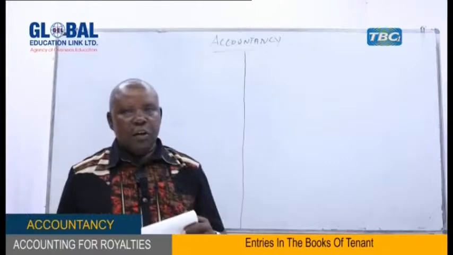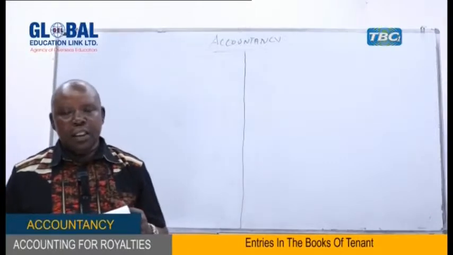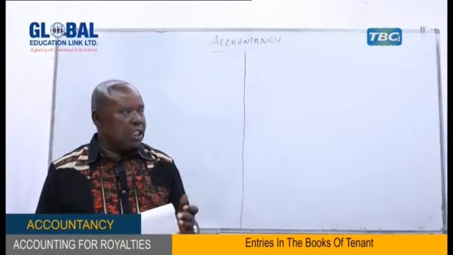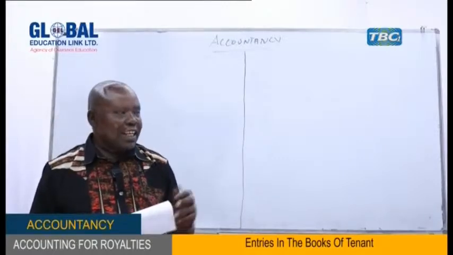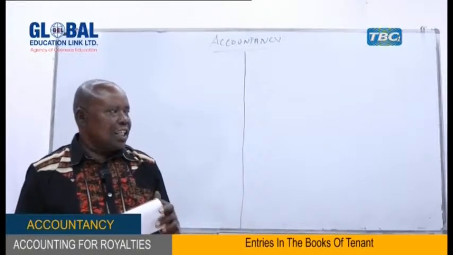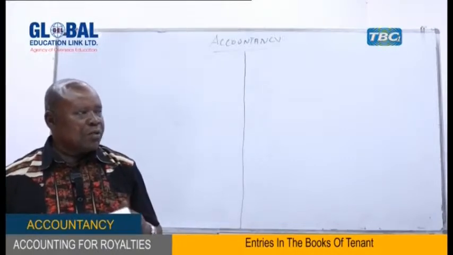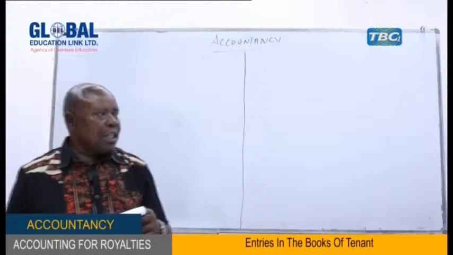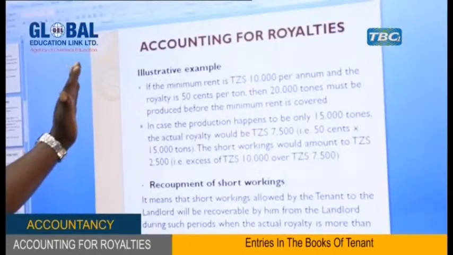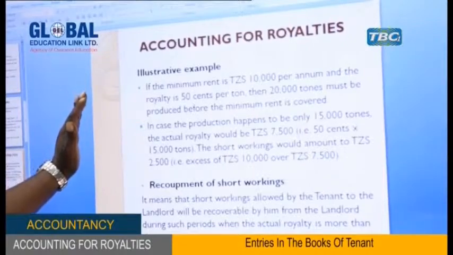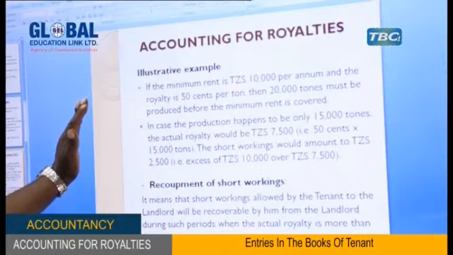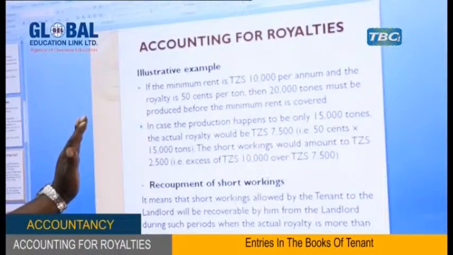Now, this is, of course, a loss to the tenant. So there will come a time when a tenant can recover this loss, and that is a recoupment of short workings. It means that short workings allowed by the tenant to the landlord will be recoverable by him from the landlord during such period when the actual royalty is more than the minimum rent.